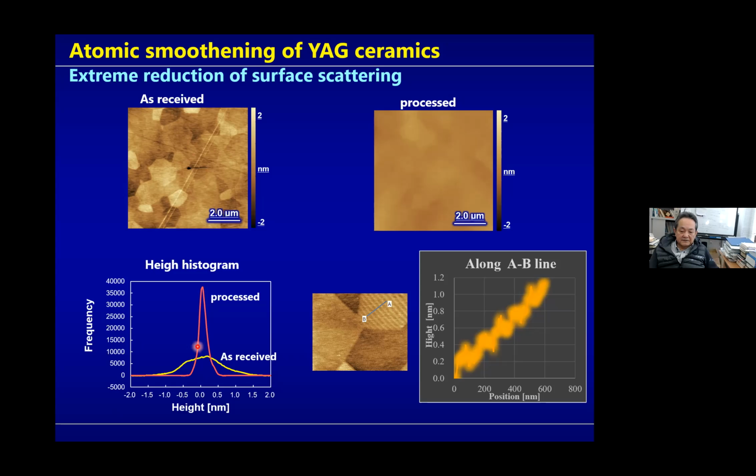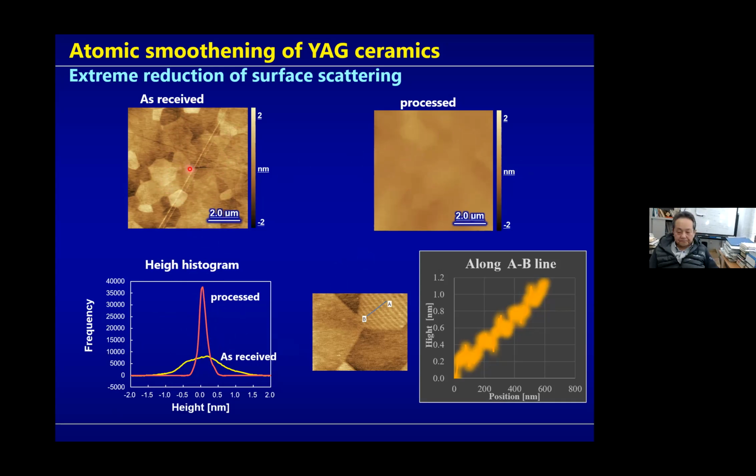And in this case, this is a pre-machined surface, the currently best surface, and this is a CARE process surface, and this is a height histogram of these surfaces. In the case of the as-received surface, the height histogram is distributed like this. But in the case of this CARE process surface, the histogram is concentrated into the zero area. The width of the distribution is lower than 0.5 nanometer. So an atomically flat surface was realized even in the case of this kind of polycrystalline structure.